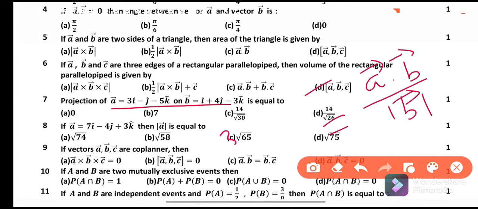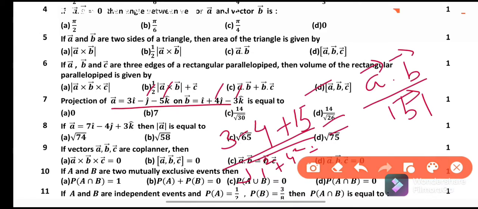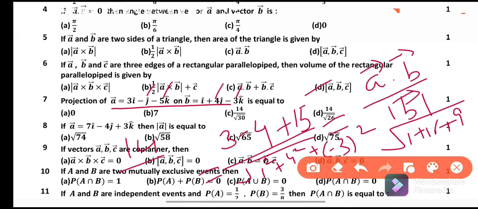3 multiplied by 1, that is 3, minus 1 multiplied by 4, that is minus 4, then minus 5 multiplied by minus 3, that is plus 15, divided by the magnitude of B, that is root of 1 square plus 4 square plus minus 3 square. Now solve this. 15 plus 3 is 18, minus 4 is 14, divided by root of 1 plus 16 plus 9, that is root of 26. So the answer is option D.